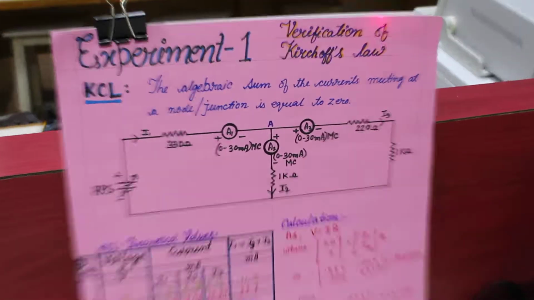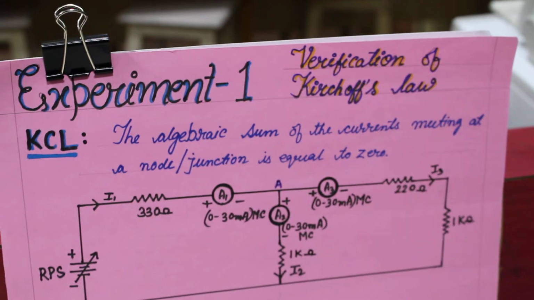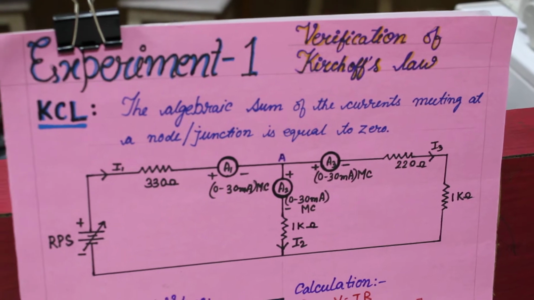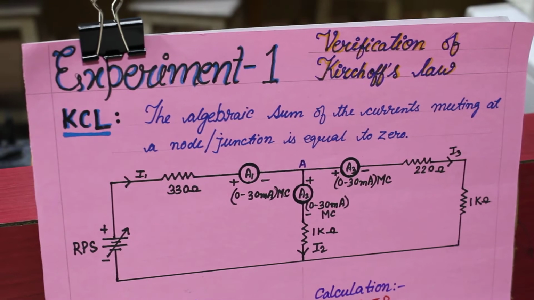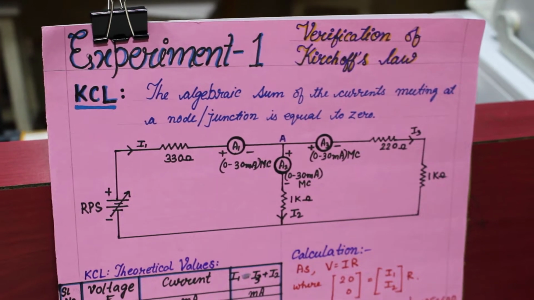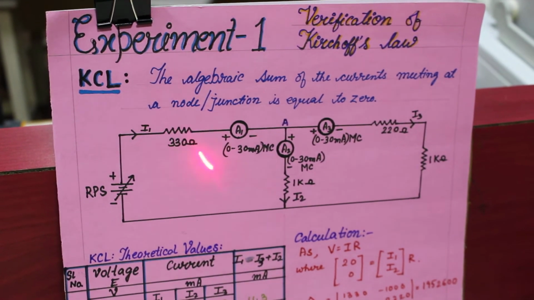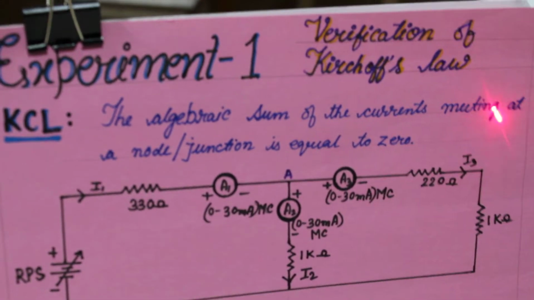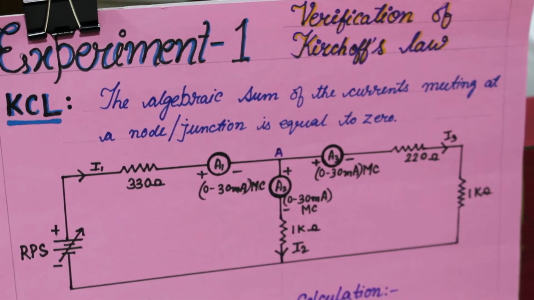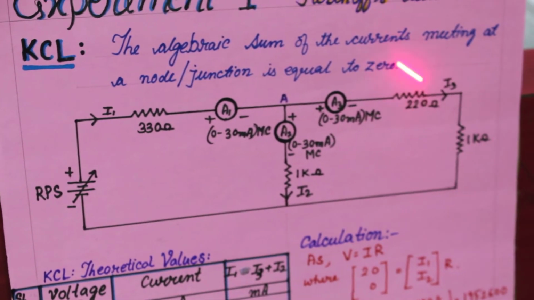In this experiment we will see the verification of Kirchoff's laws. In Kirchoff's law you have KCL and KVL. KCL is Kirchoff's current law and KVL is Kirchoff's voltage law. First let us see Kirchoff's current law. It is the algebraic sum of the currents meeting at a node or a junction is equal to 0. Now we will analyze the circuit.